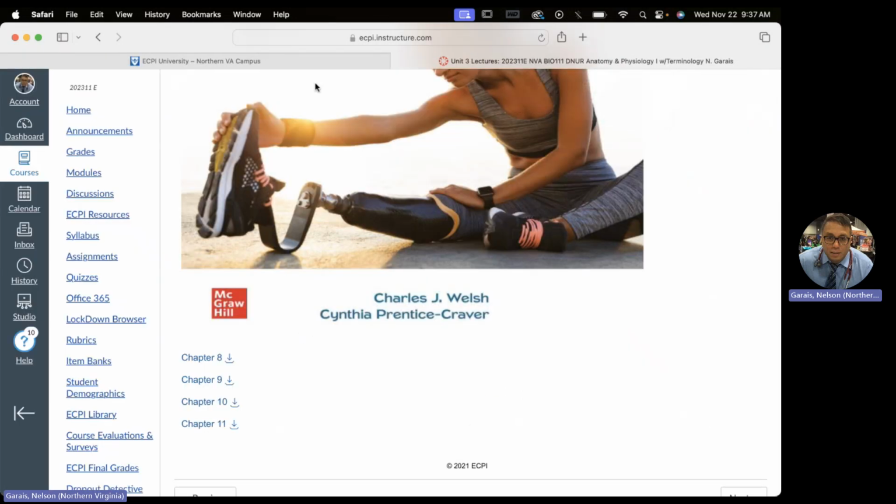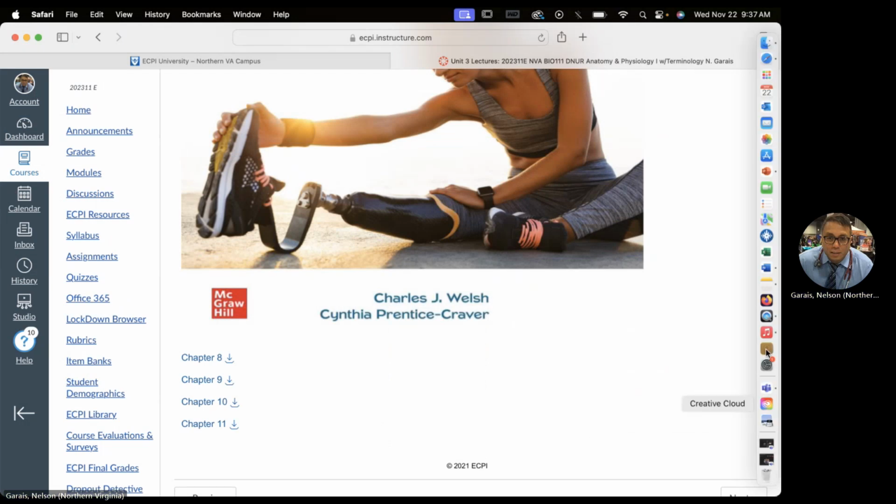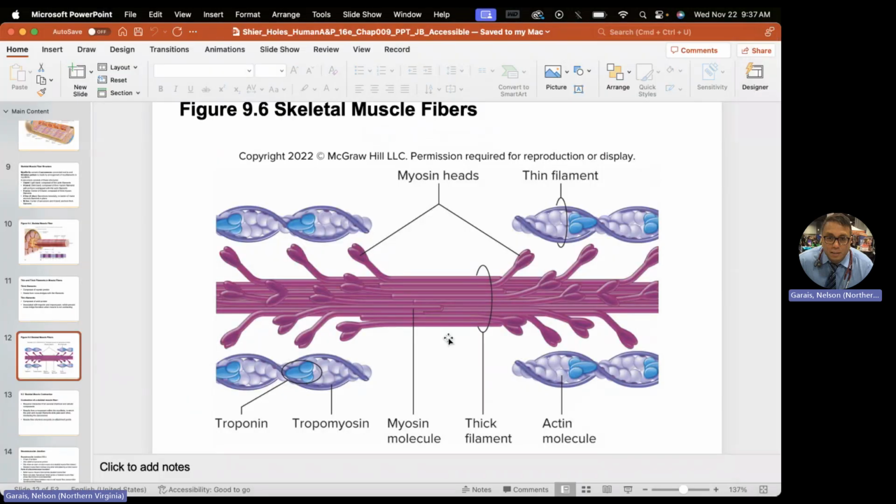Now, what does that mean to us? That's my PowerPoint. So how can we look at these questions? First of all, you got to know what's the thin filament and what's the thick filament. Of course, actin is the thin filament, myosin is the thick filament. The myosin thick filament has the myosin heads. That's what attaches to the actin.